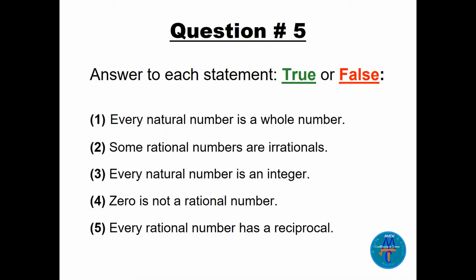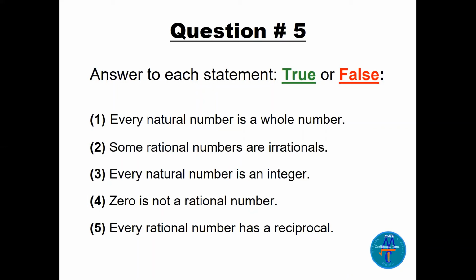If you cannot understand the statement, please go back to the first or second slide and see the definition. Natural numbers are the counting numbers, 1, 2, 3, 4. Every natural number is a whole number. Okay. Number 2: some rational numbers are irrational. Some rational numbers, not all. Try to think of an example. Can we have some rational numbers that are irrationals?